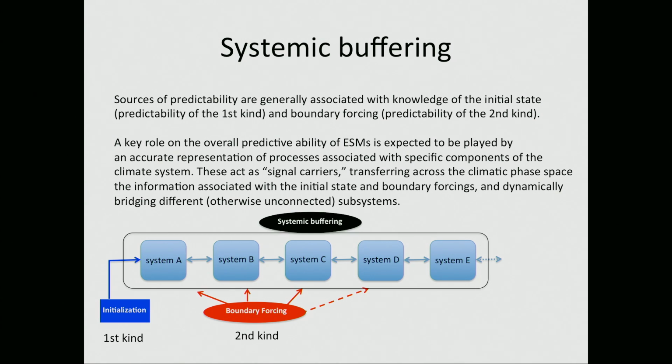There is certainly a role played by other systems which are not necessarily initialized, by simply the buffering of the information which is nudged into the initial state. It is propagated through the system, and including or not including a given process will have an impact on predictability, regardless of whether or not we are capable of initializing this specific component. So there's certainly something to work on in even the uninitialized part of the decadal forecast system.